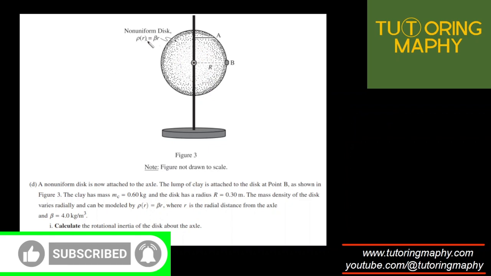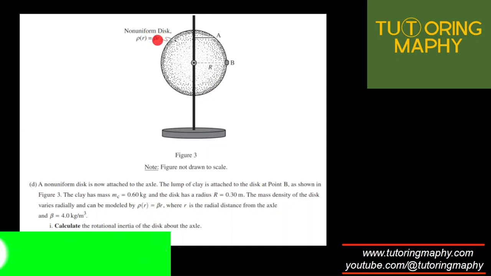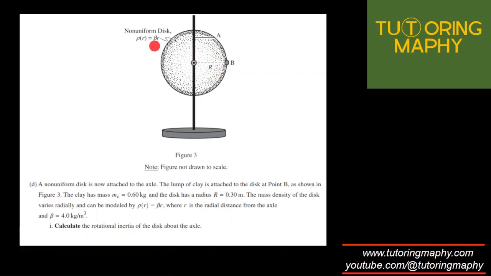So here we are given a non-uniform disk over here, and a non-uniform disk has a mass distribution. I think the mass density is given radially and can be modeled by beta times r, where r is the radial distance from the axle and beta is in kilogram per meter cube. So is this a linear density, a surface density, or a volume density? This is not a volume density. It won't make any sense to take the volume. This is a 2D figure anyway. This is a disk, not a sphere.